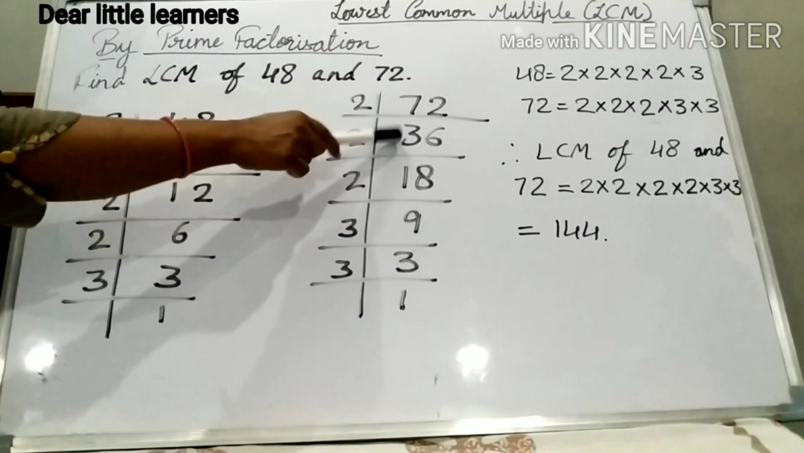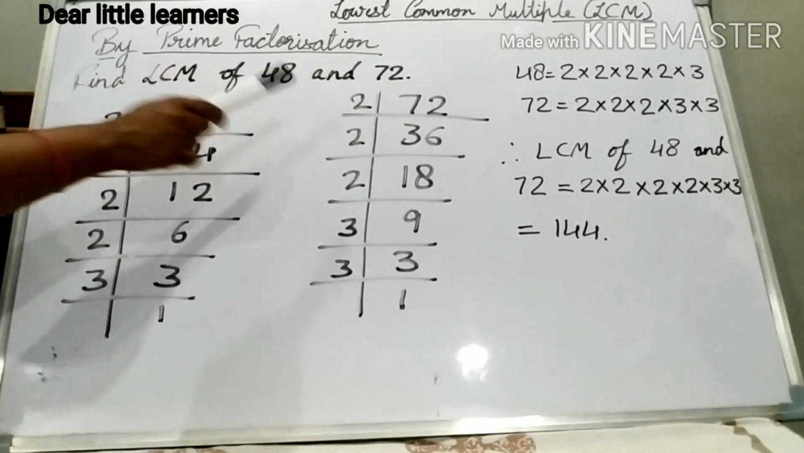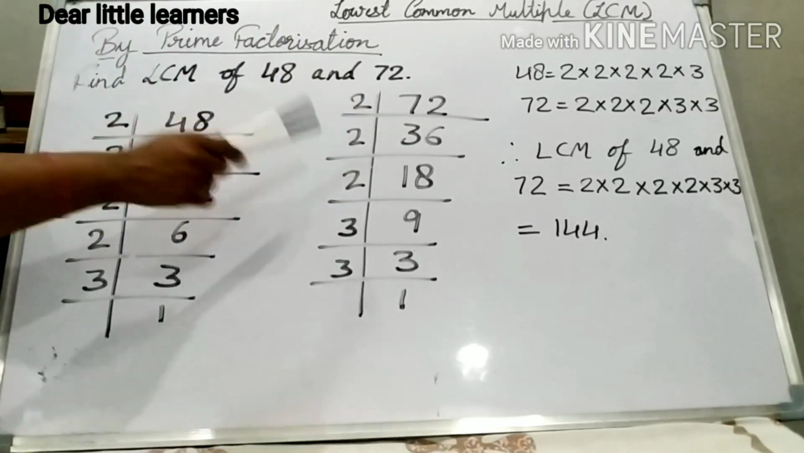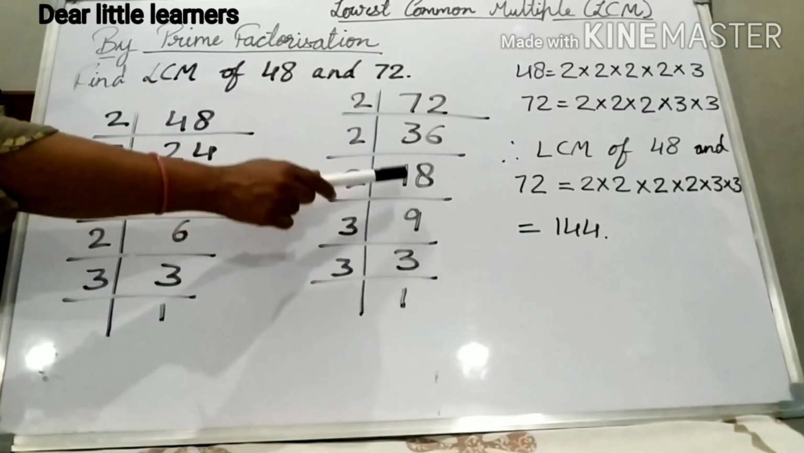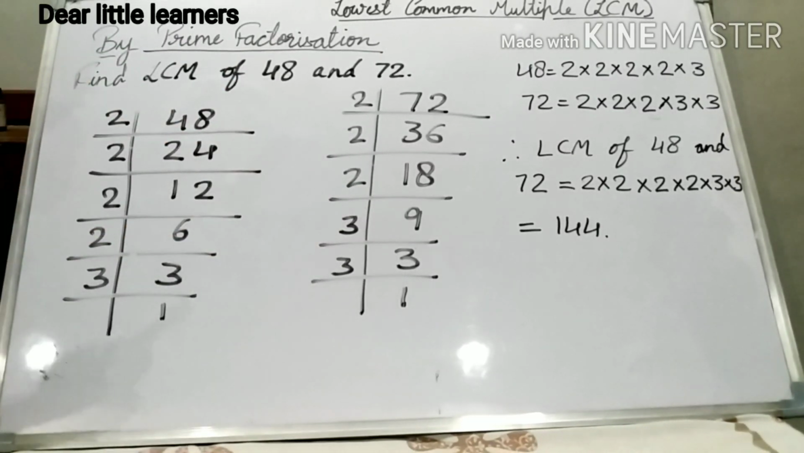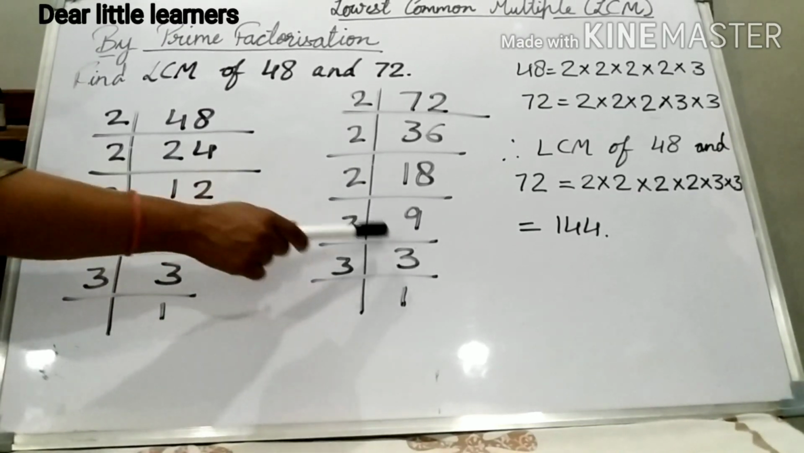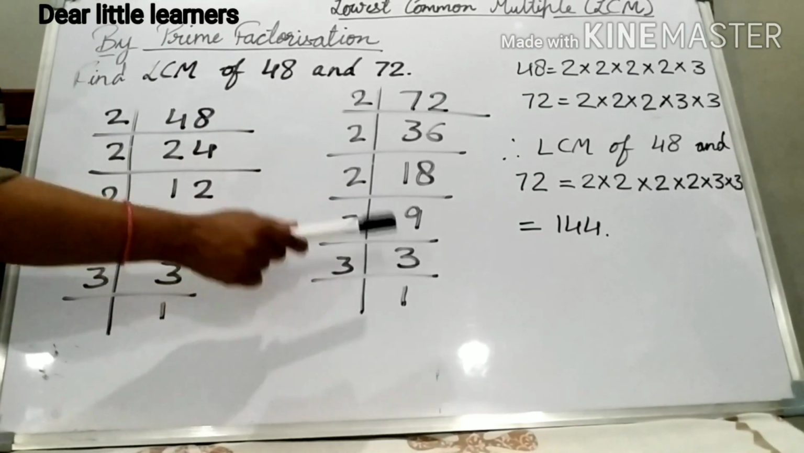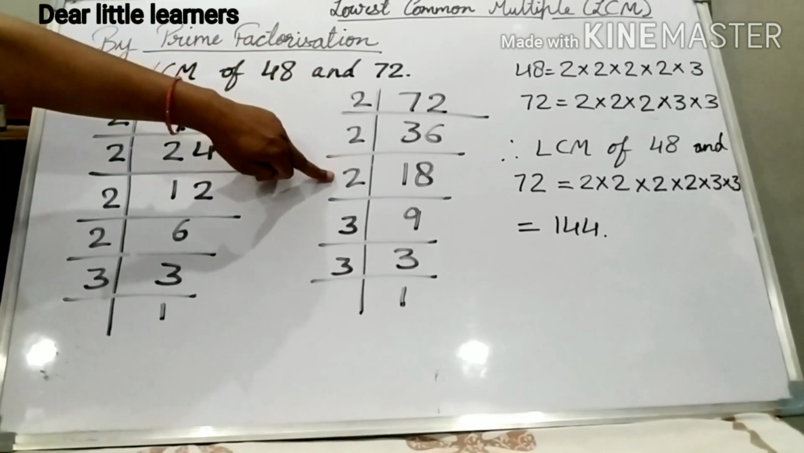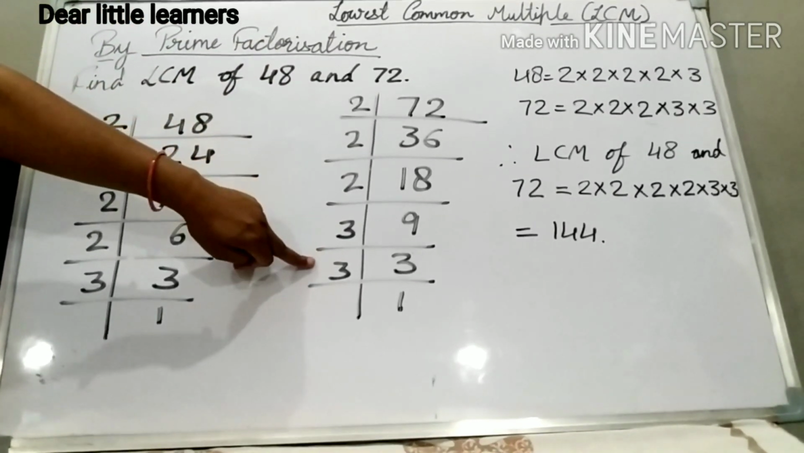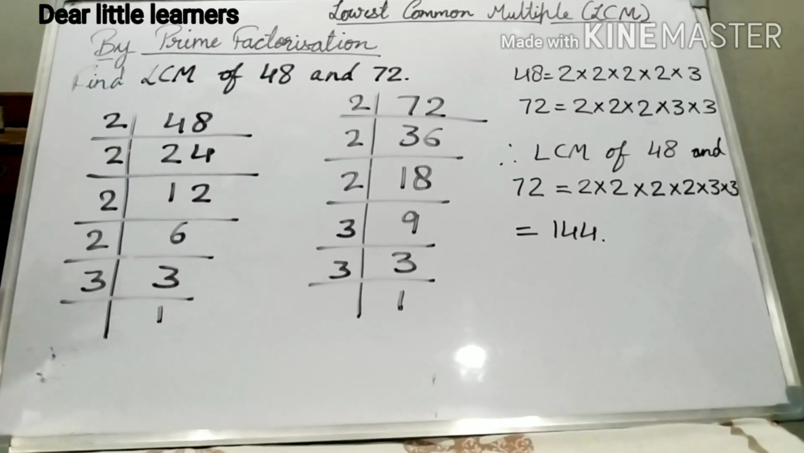2 1s are 2. 3 minus 2 is 1, 16. 2 8s are 16. 18 is again divisible by 2. So 2 9s are 18. Now 9 is divisible by 3. So 3 3s are 9 and 3 1s are 3. So here 2 multiplied by 2 multiplied by 2 multiplied by 3 multiplied by 3 is equal to 72.